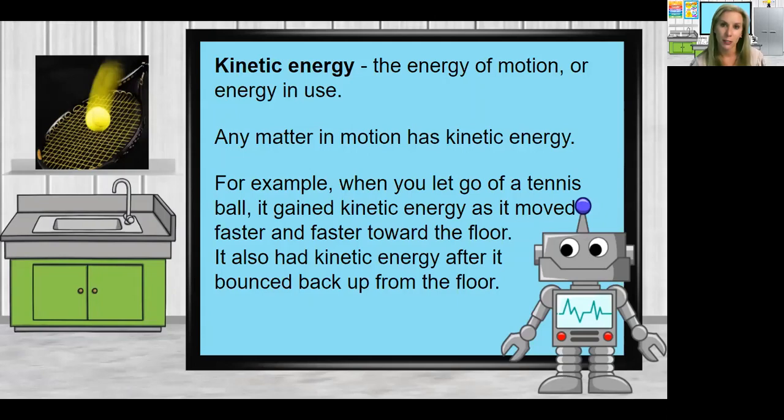I'm going to use the example of a tennis ball for these first few definitions. For example, when you let go of a tennis ball, it gained kinetic energy as it moved faster and faster toward the floor. It also had kinetic energy after it bounced back up from the floor.